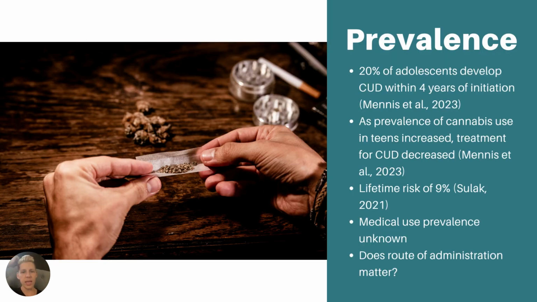In looking at the prevalence, the numbers in the literature are kind of all over the place. One recent study said 20% of adolescents develop CUD within 4 years of initiation. This same study said that as the prevalence of cannabis use in teens increased, the treatment of CUD has decreased. It's generally known that all users carry a lifetime risk of 9%. But for patients who are using medically, we don't exactly know the prevalence. And almost all of the studies do not consider the route of administration or what the patients are taking.